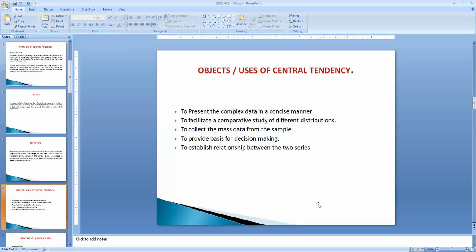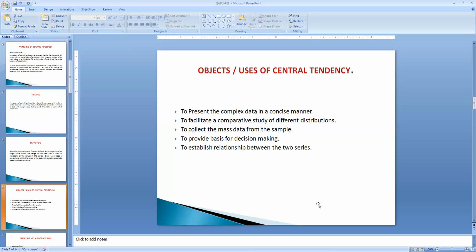And also for decision making purposes we study the averages, because the single value represents the whole distribution. So for that reason we calculate the values of averages, and also to establish the relationship between the two series.